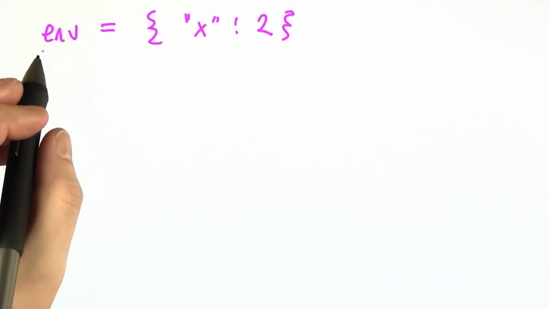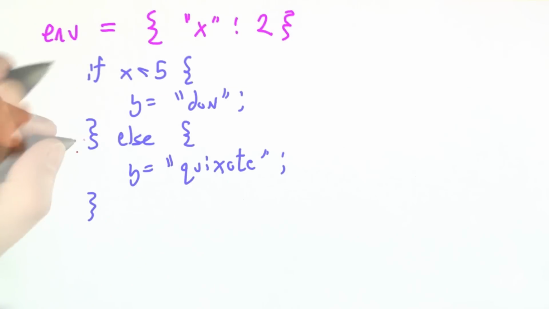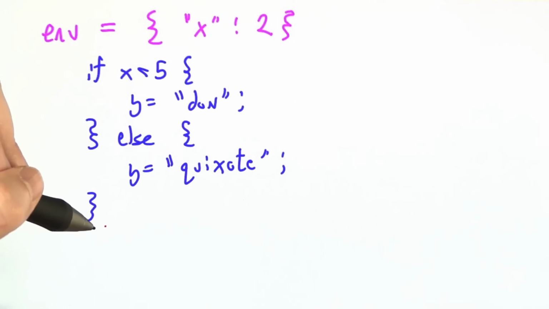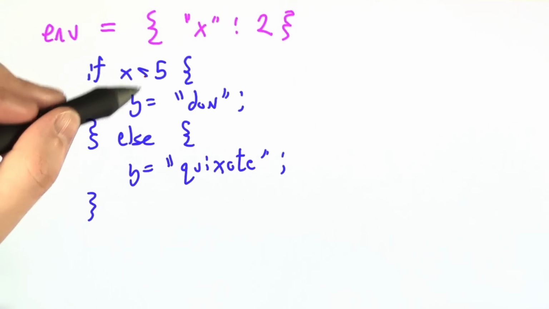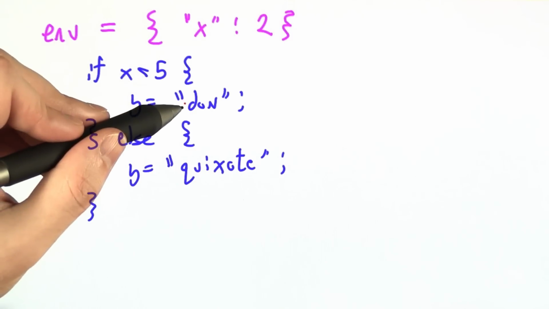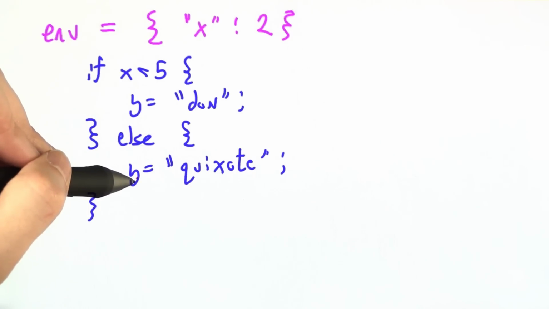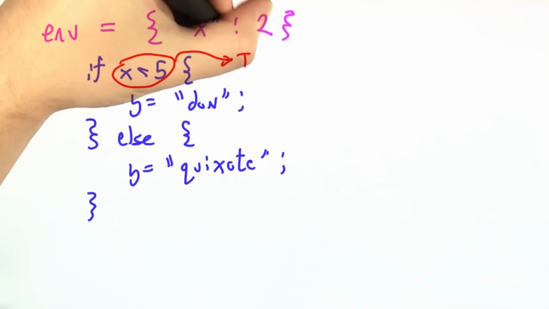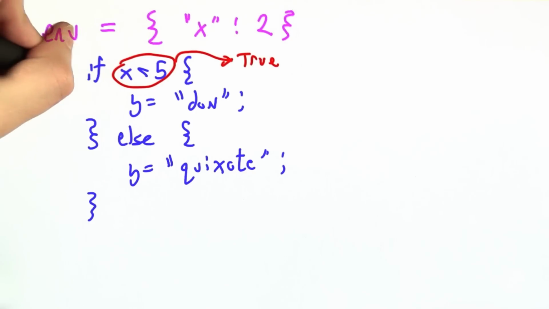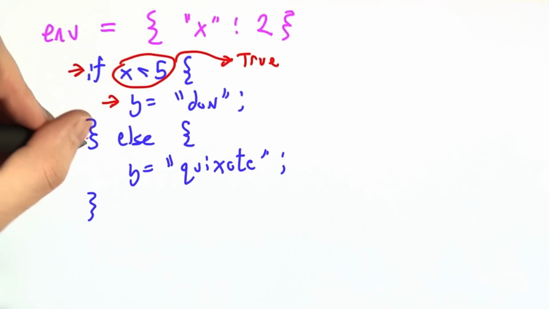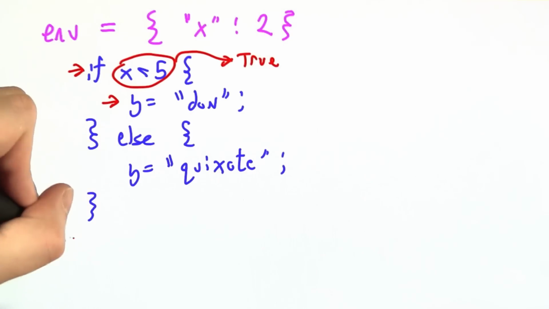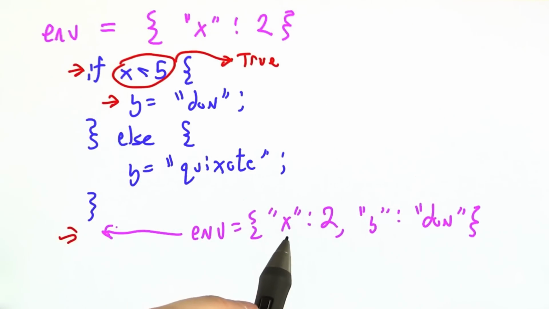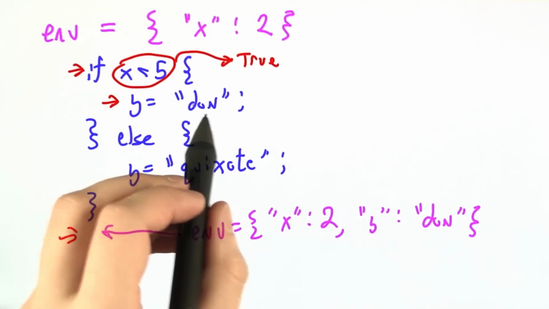So let's say we have an environment that maps the variable x to the value 2. And now I've written a JavaScript program below it that contains an if-then-else statement. Should remind you a lot of Python. If x is less than 5, the variable y is going to be assigned Don. Otherwise, the variable y is going to be assigned Quixote. In our environment where x is 2, x is less than 5 will be evaluated to true. So the flow of control will visit here and here, but will skip these two and rejoin us down here at the bottom. And hopefully at the end of the day, we'll have a new environment where x maps to 2 and the variable y maps to Don.